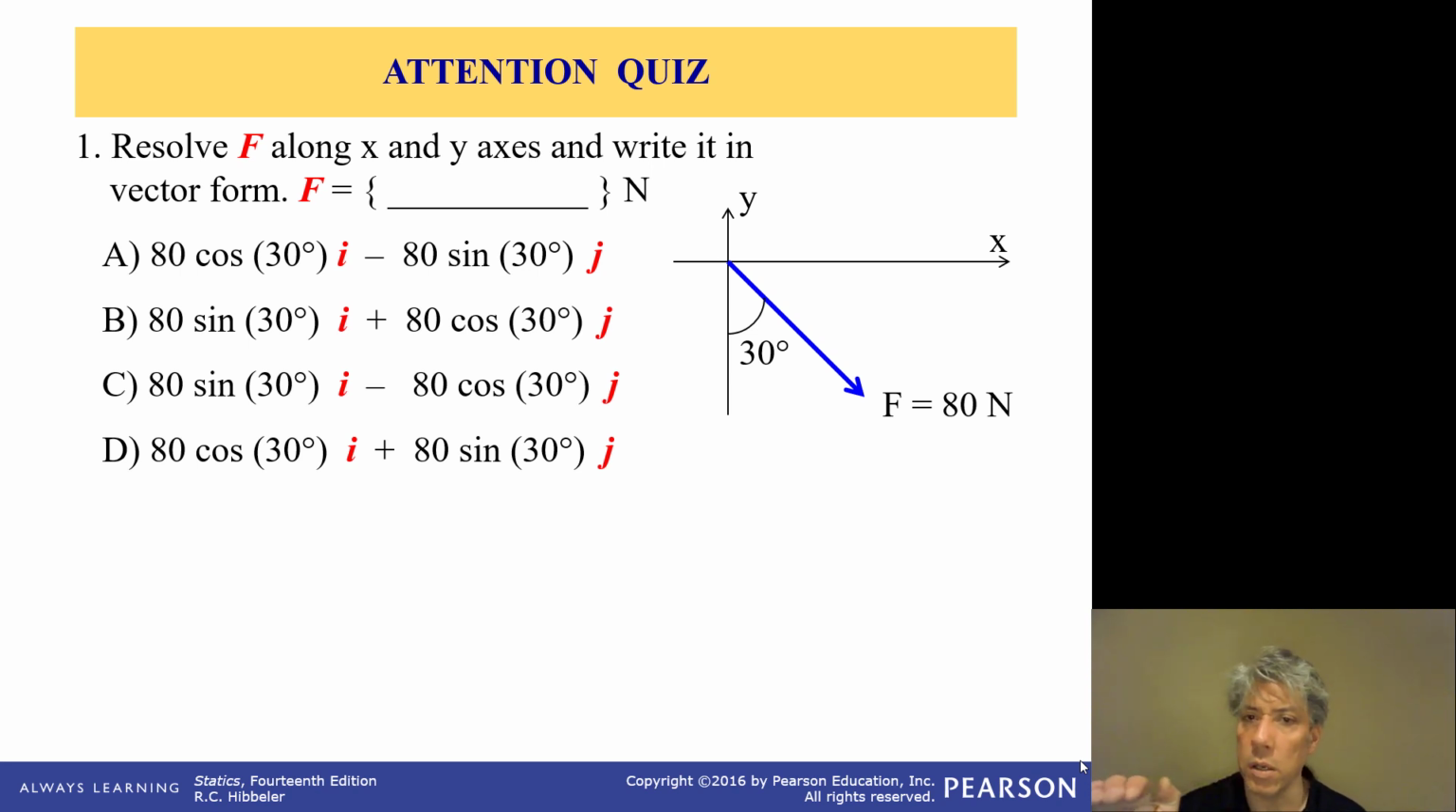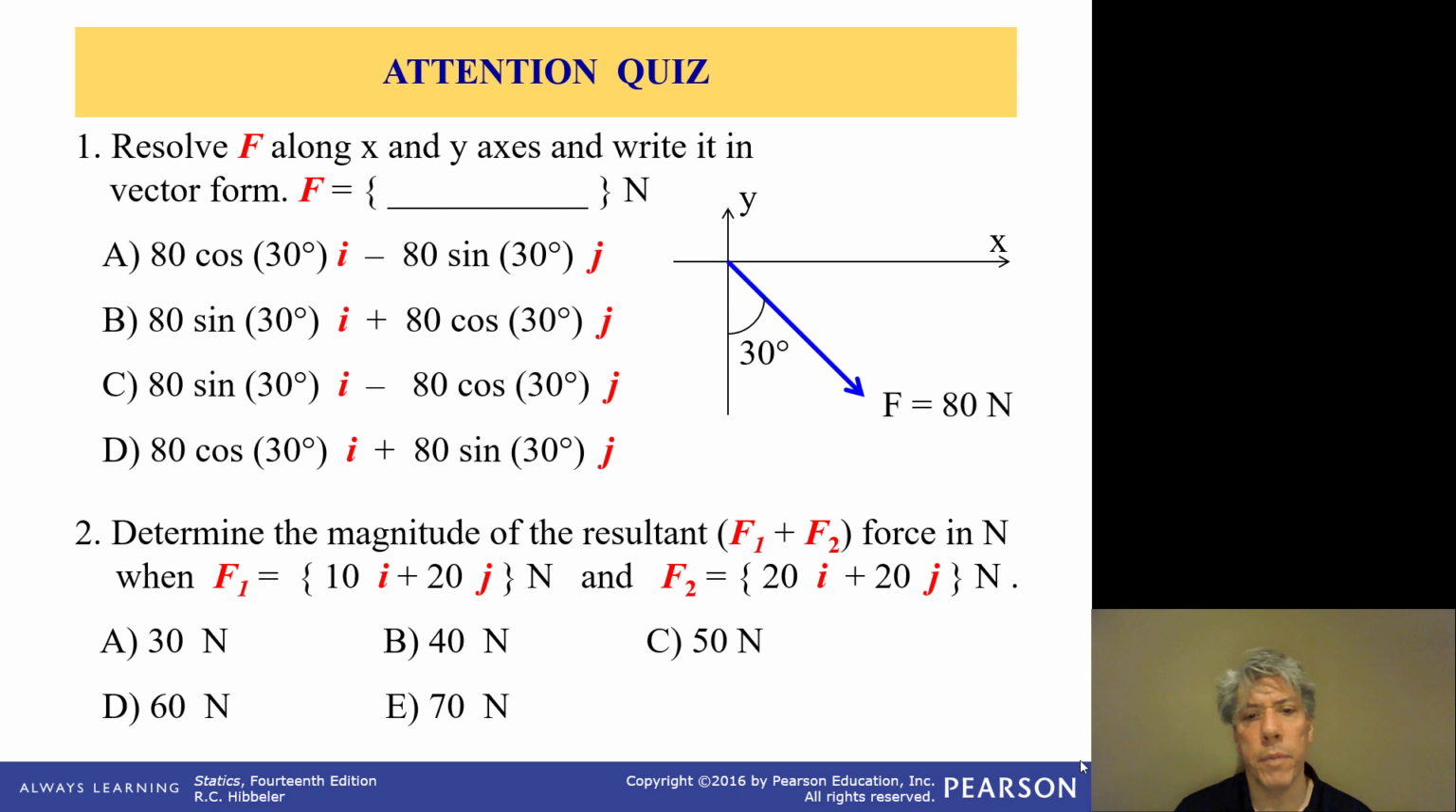Well, for the horizontal component, we just mentioned that that horizontal component is opposite of the 30-degree angle. So to get the horizontal component, we'll have to use sine. Well, A uses cosine. That can't be right. So C is the only one that makes sense because they've used sine for the horizontal component, and then they use cosine for the vertical component. So the correct answer is C.